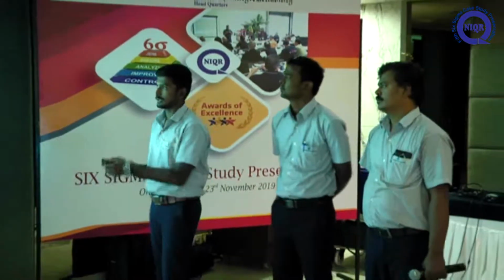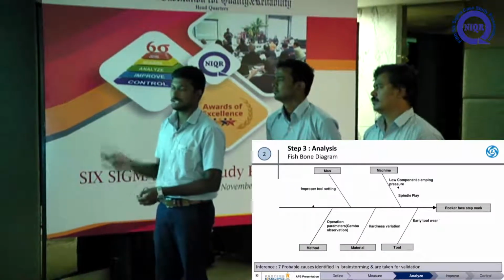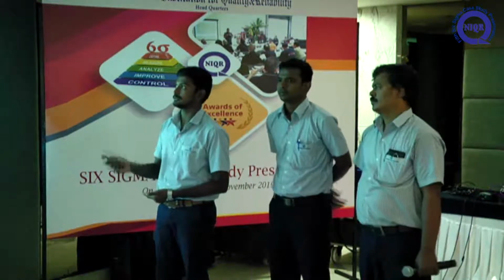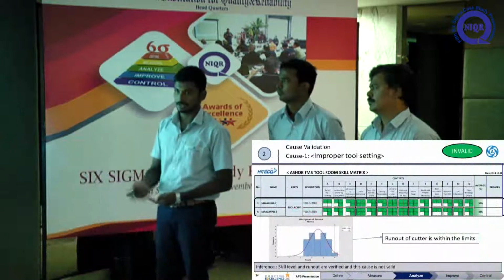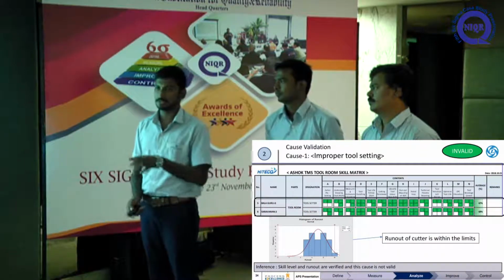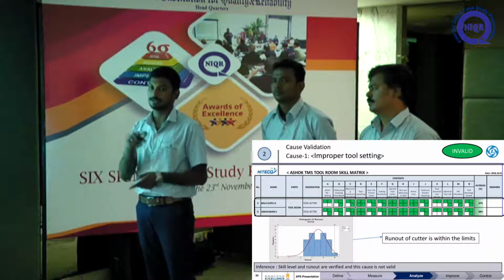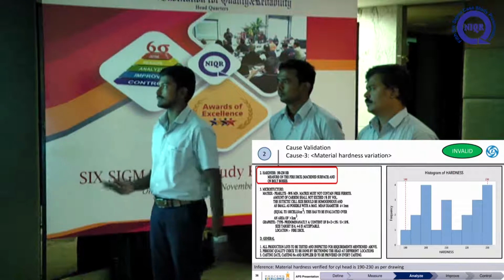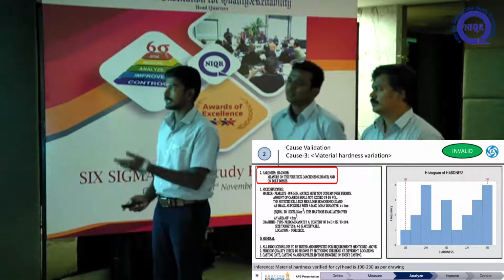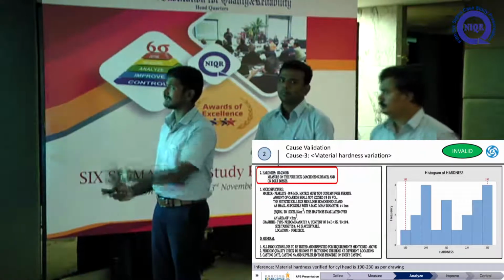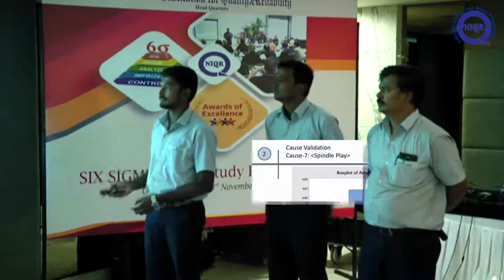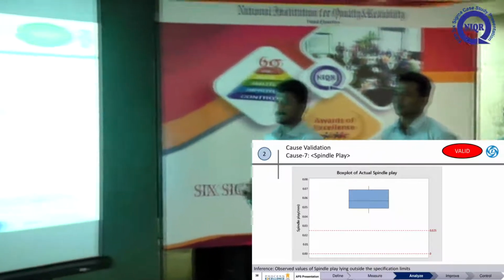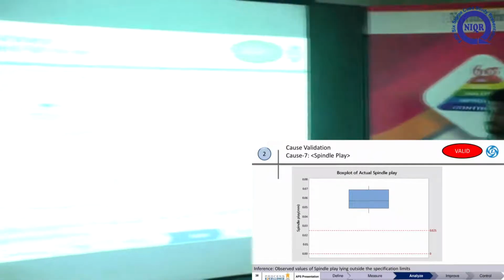On analysis, we have seen that there are 8 major processes, and we have validated all the causes. We checked the runout of the cutter, which we consider as one of the major causes which may imply the defect, but even that was found satisfactory. And then we have checked the clamping pressure and hardness, and everything was okay when we compared. We also checked the tool life, and it was found good.